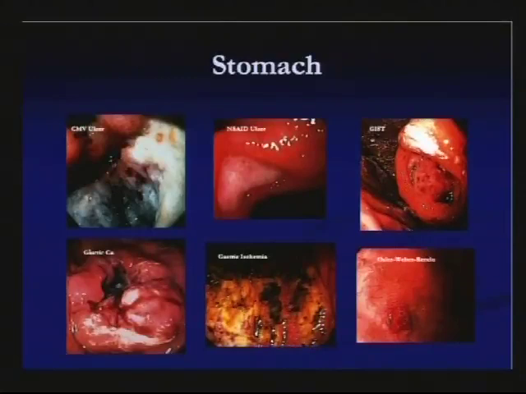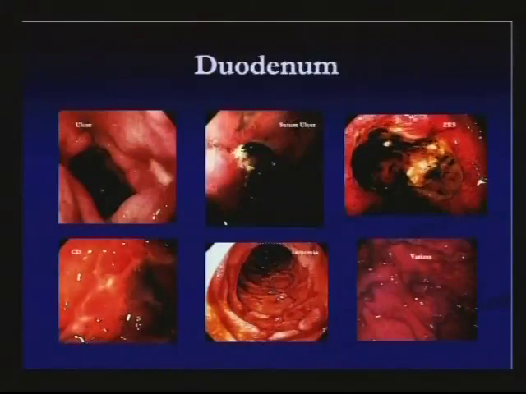GIST, gastrointestinal stromal tumor, they can come ulcerated like that. Cancer. Gastric ischemia is rare, but you can see it in the setting of volvulus or post-op. Also Osler-Weber-Rendu, those patients have these distinctive telangiectasias within the GI tract. Duodenal ulcer, suture ulcer from previous surgeries, ZE syndrome. And those patients are hypergastrinemic.